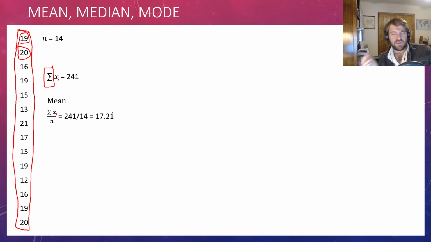So you add all of these values together, divide by the number of values that you've added together. That's what n is. And in this case, n is 14. And so when we add all these up, it's 241, and we'll divide it by 14, which is our n, and the answer that we come up with is 17.21.